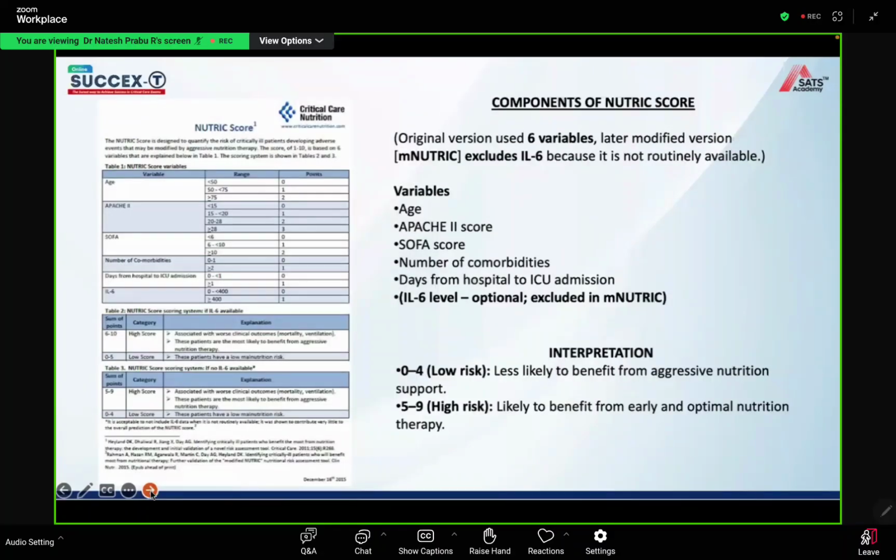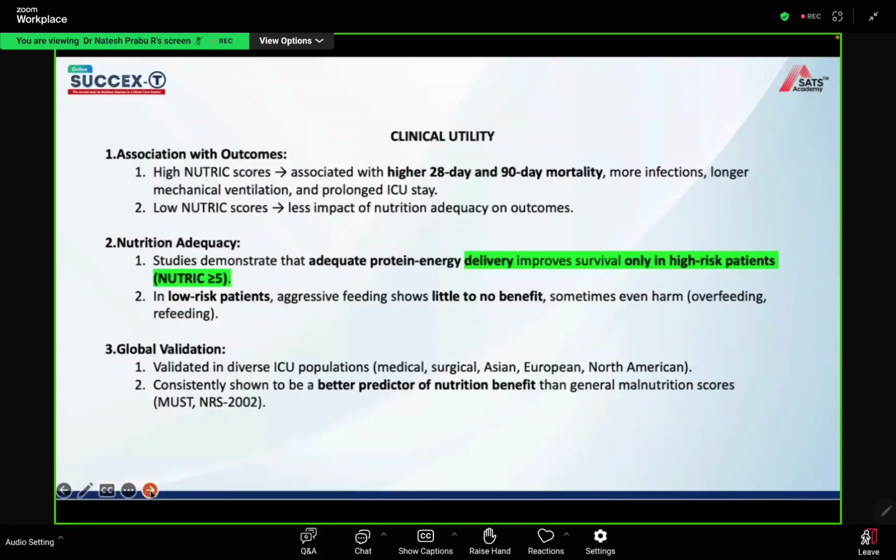The important score is the Nutrix score, which was asked in the last exam, which contains 6 variables: age, APACHE, SOFA score, comorbidities, days from hospital to ICU admission, and interleukin 6 level, which is optional and is excluded in the modified Nutrix score. For interpretation, 0 to 4 means patients less likely to benefit from aggressive nutrition support. 5 to 9 are the high-risk patients who may benefit from early and optimal nutrition therapy.